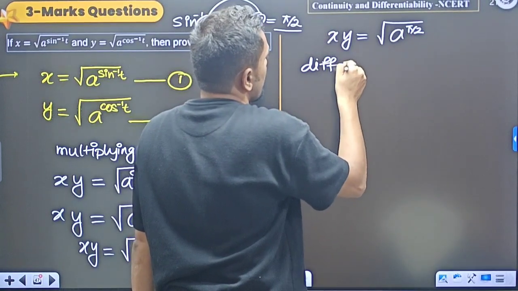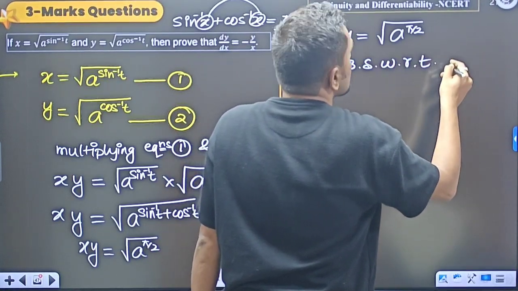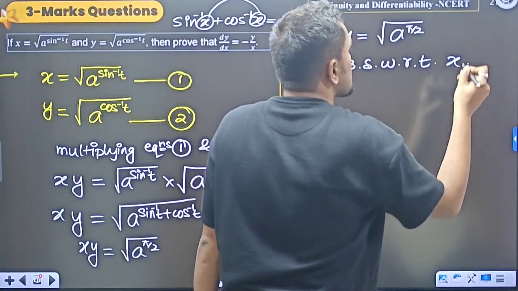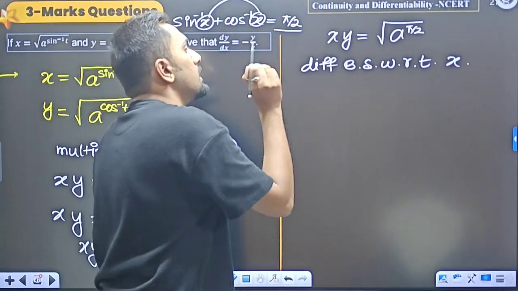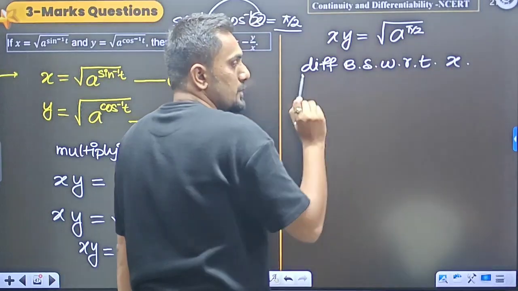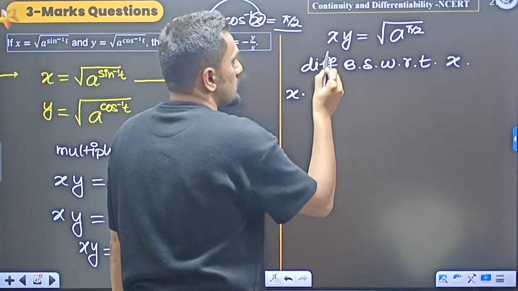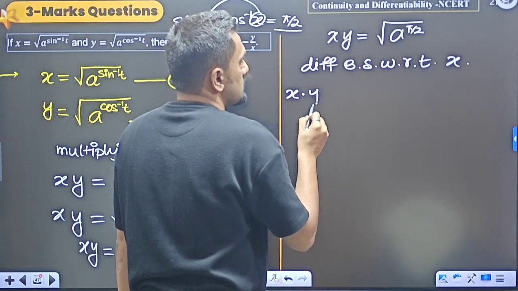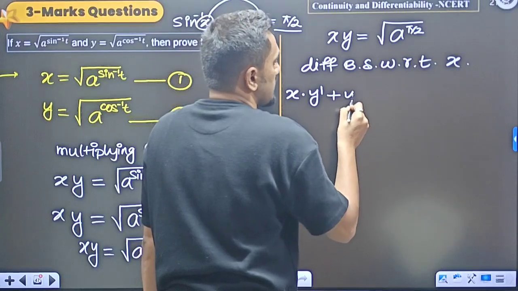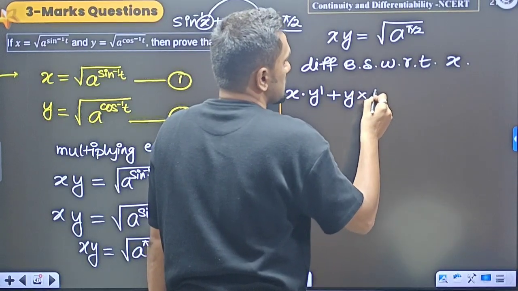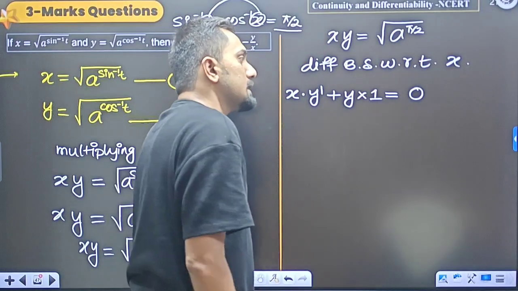Differentiating both sides with respect to what? x, because I need dy by dx. We have to differentiate this with respect to x. Use the product rule: first function as it is into derivative of second function, which is y dash or dy by dx, plus second function as it is into derivative of x, which is 1, and that equals the derivative of a constant, which is 0.